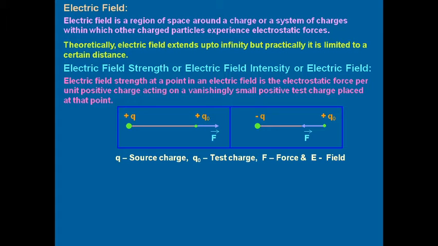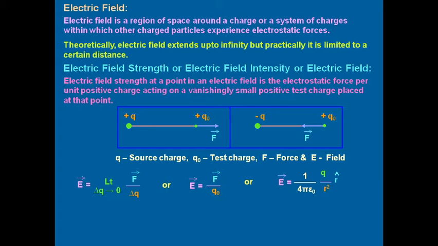So how much electrostatic force is acting per unit test charge? That is defined as electric field intensity or electric field strength. So simply we write E is equal to F upon Q naught. In some books it is also written as limit delta Q tends to 0 of F divided by delta Q. Now limit delta Q tends to 0 means the test charge Q naught is very small. So in a simple way we can write E is equal to F divided by Q naught.